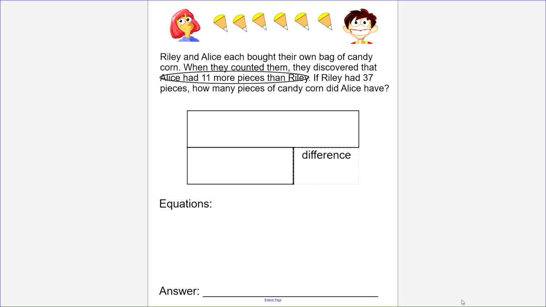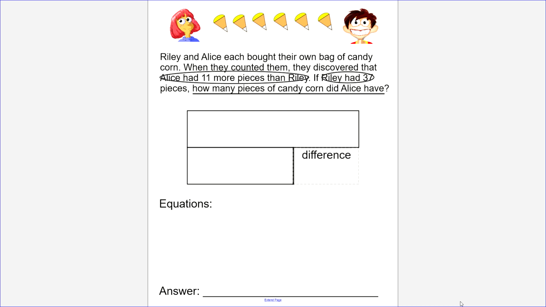The other piece of information in this story problem is that Riley has 37 pieces. Now, that piece of information is telling me an amount. It's telling me exactly how many pieces of candy corn Riley has. Riley has 37. Here's the question. How many pieces of candy corn did Alice have?